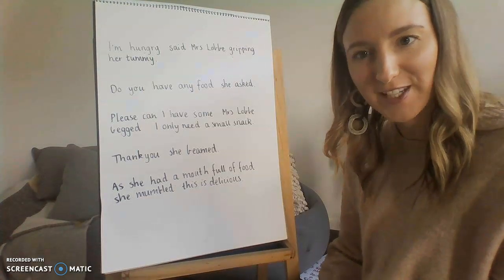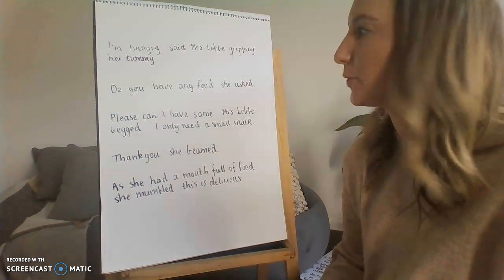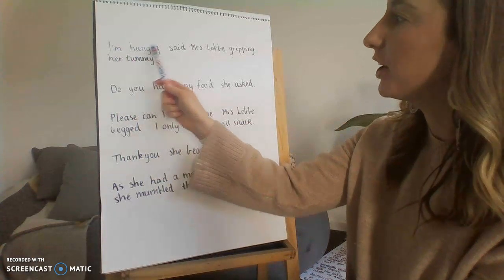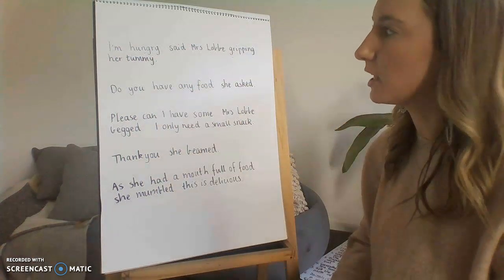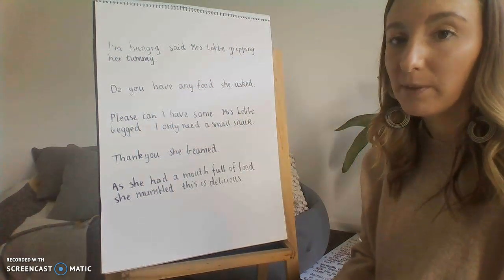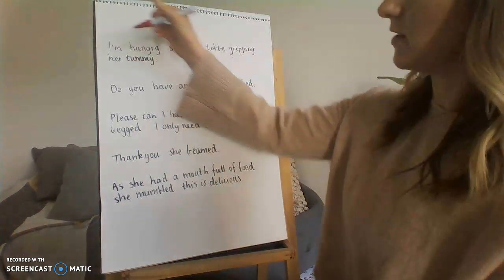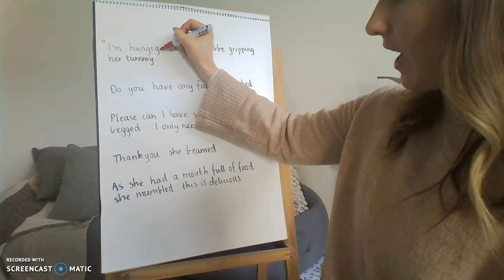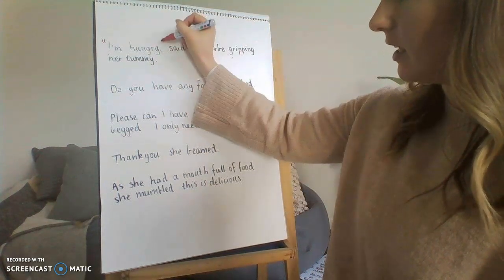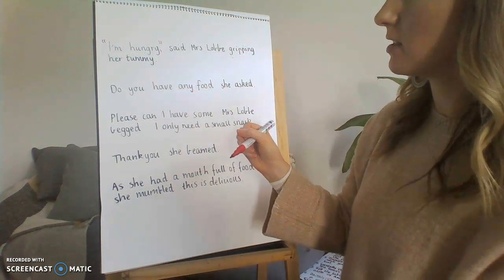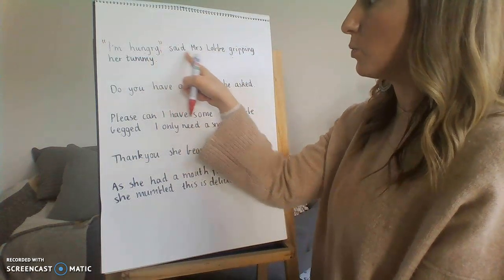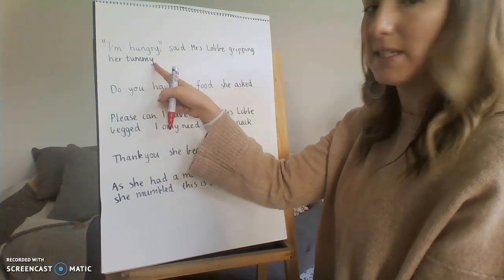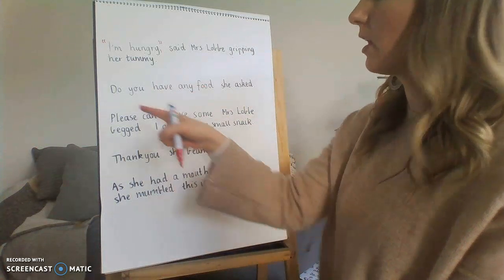All right, I have got some sentences that we need to punctuate. First one, "I'm hungry," said Mrs. Loby, gripping her tummy. So we know the part "I'm hungry" is talking, so we need open talking marks. And then we need a comma here, and then close talking marks. We need a comma because we're describing how she's saying it and who's saying it.